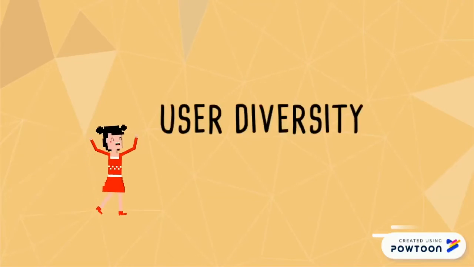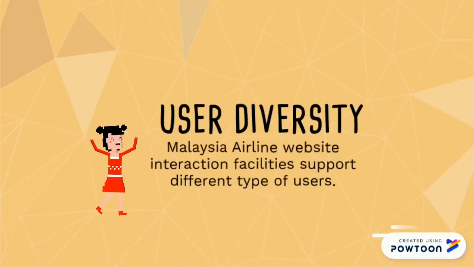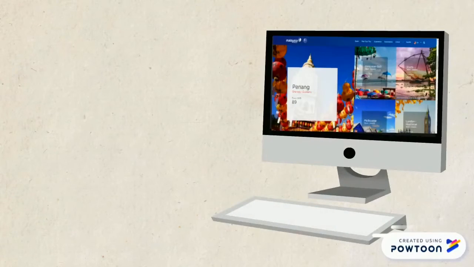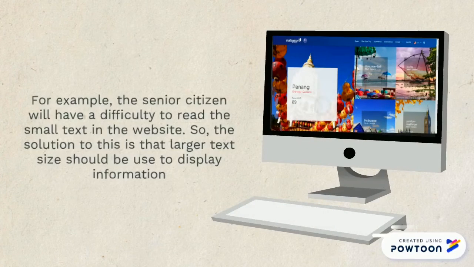Another principle is user diversity. This website is concerned with different types of users. For example, senior citizens might have difficulty reading small text on a website. Hence, Malaysia Airlines uses a larger font size to display and highlight important information.